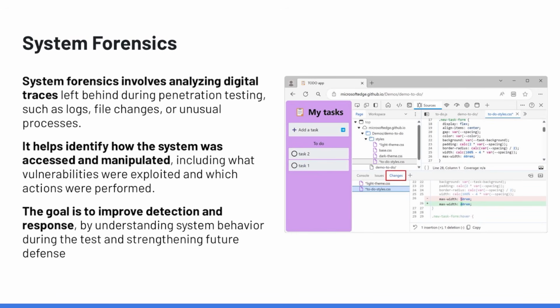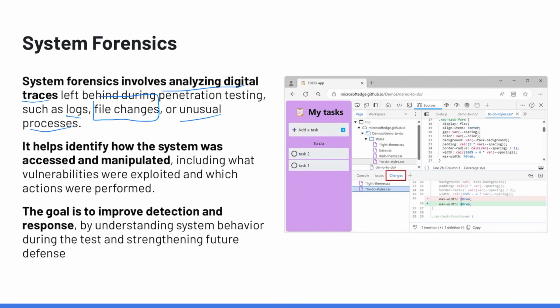Next, system forensics. System forensics basically involves analyzing digital traces left during penetration testing. So this could be things like logs, and logs are basically just documents that contain data that's continually updated by any computer system. And that's usually data that involves changes that have happened in the system, potentially errors that have happened in the system, access to the system, etc. So these would be analyzed, any records of file changes or any unusual processes, because usually you can see the different processes that have taken place over time in any computer system.